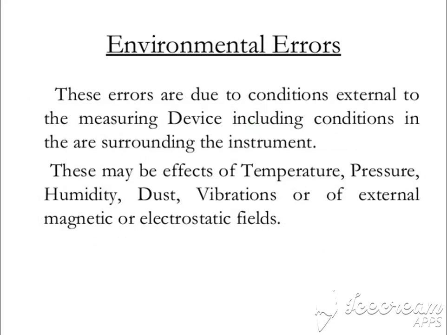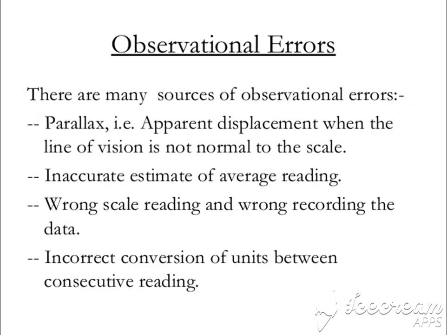Next is environmental errors. These are errors due to conditions external to the measuring device, including conditions in the surroundings. These may be the effect of temperature, pressure, humidity, dust, vibration, or of external magnetic or electrostatic fields. So any error occurring due to atmospheric changes or environmental changes will come under environmental errors. Next is observational errors. There are many sources of observational errors. The first is parallax, second inaccurate estimate of average reading, third wrong scale reading and wrong recording of the data, and the last is incorrect conversion of units between the consecutive readings.